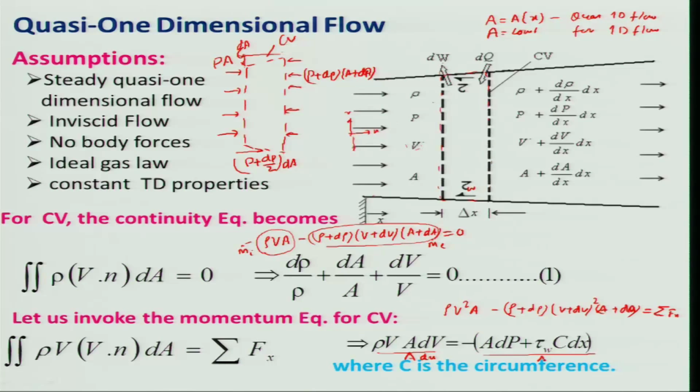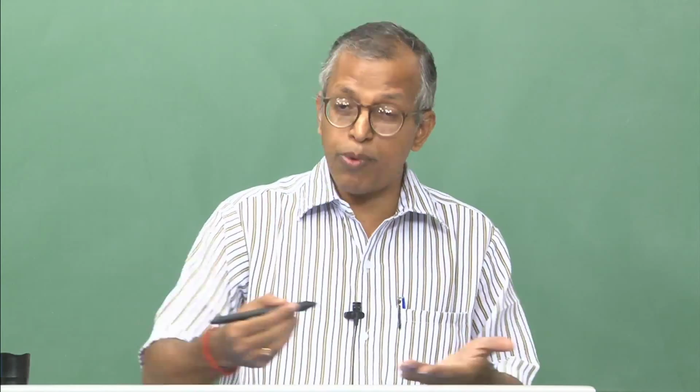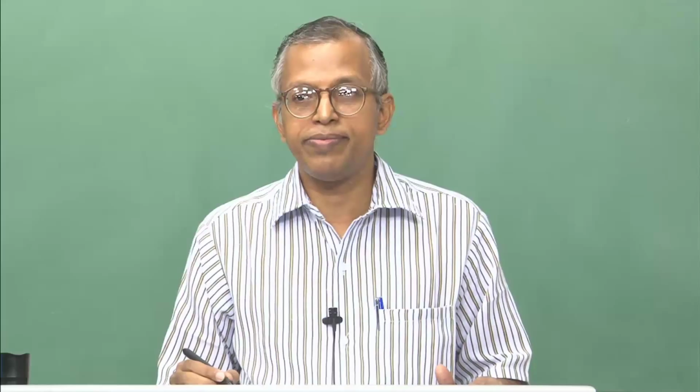Similarly, if I divide this equation by A dx, what will I get? See, this A will cancel out, this becomes rho v dv by dx is equal to, A cancels out, dp by dx minus tau w C by A, right. So, the momentum equation becomes rho v dv by dx is equal to minus dp by dx plus tau w C divided by A. Keep in mind that the whole bracket has a minus, right, because it is in the opposite direction. The frictional force is always opposite in direction to the flow, right.